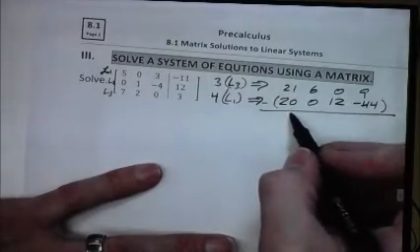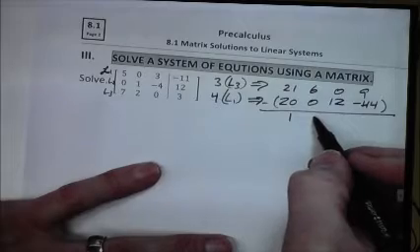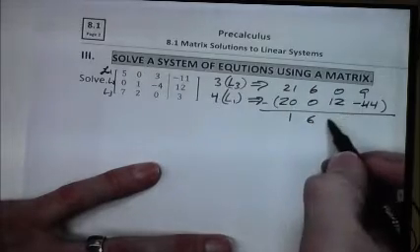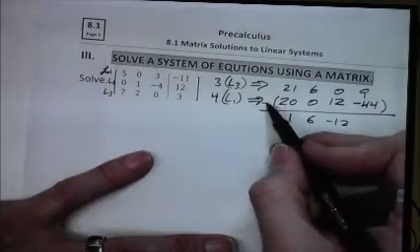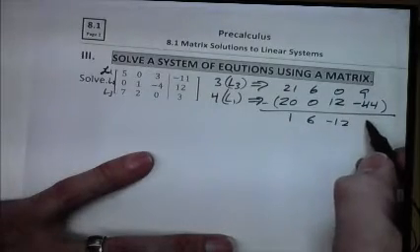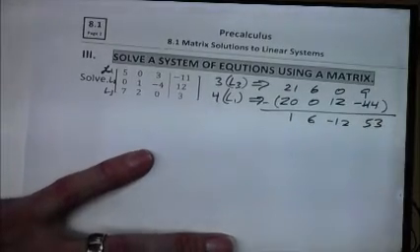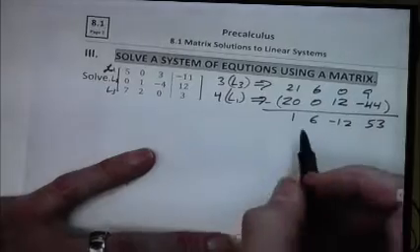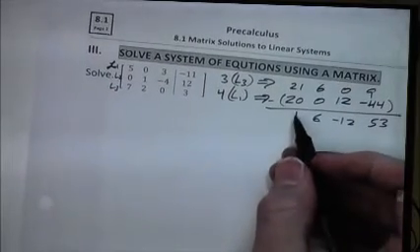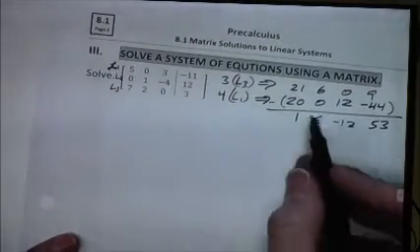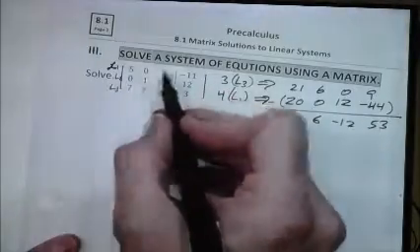21 minus 20 is 1. 6 minus 0 is 6. 0 minus 12 is negative 12. And 9, minus is plus, so it looks like that's going to be a 53. Big number, but we can work with it. Now that's a 1, and we'll find that we're going to use that to help with some of the other ones. So let's take it and let's replace it here.